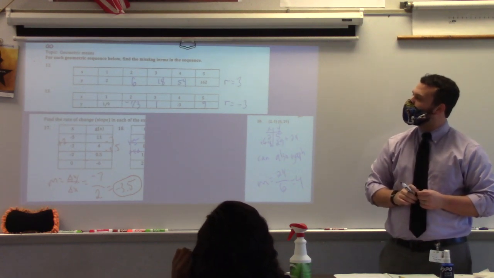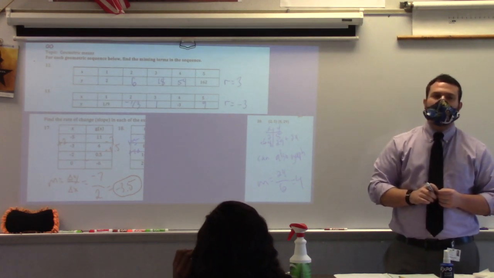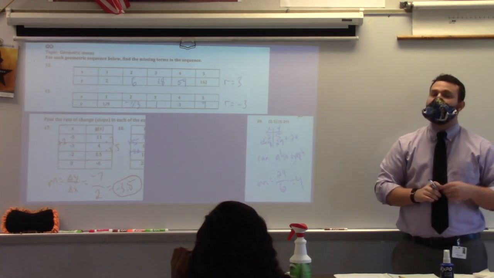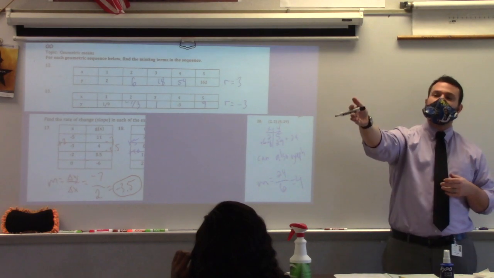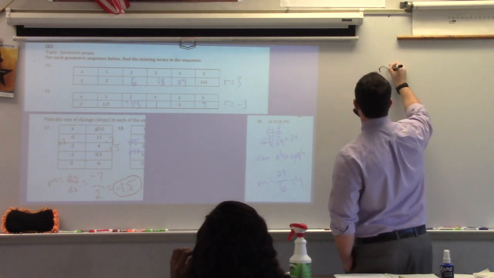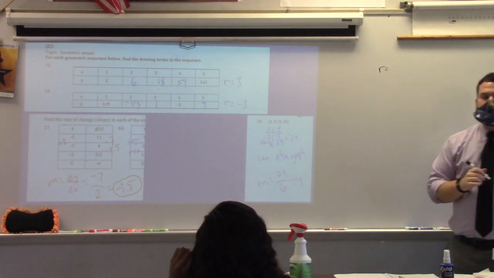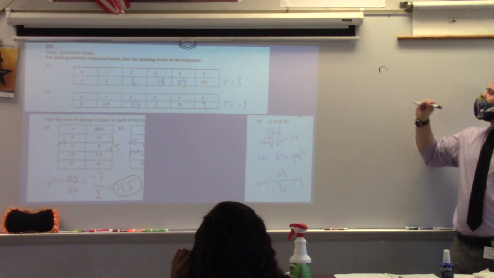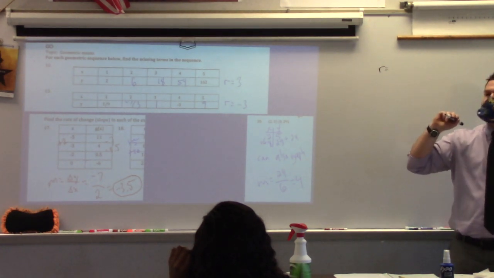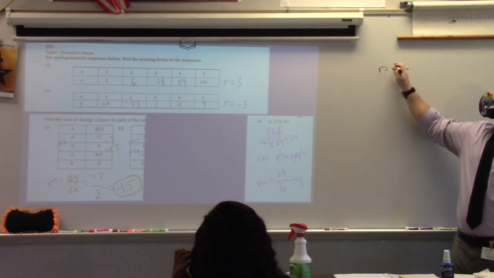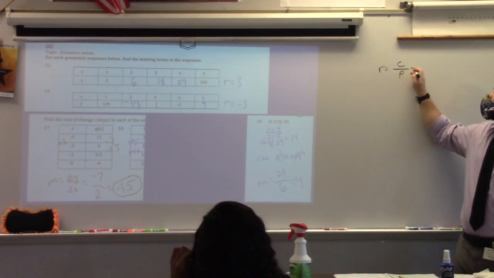A geometric sequence has what type of rate of change? It is a multiplicative rate of change, but the name is a common ratio. How do we calculate a common ratio? Current by previous. What are we doing with the current and the previous? Current divided by previous. There we go. So current divided by previous.